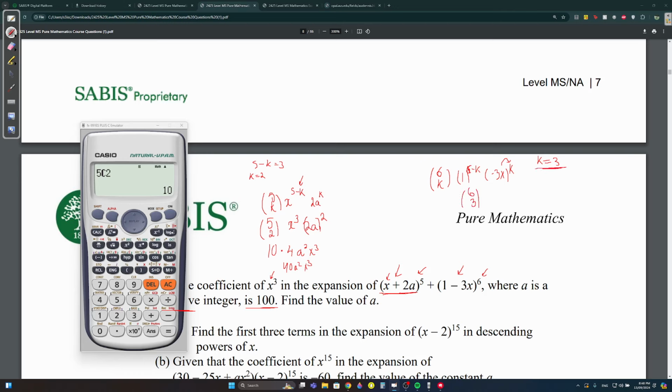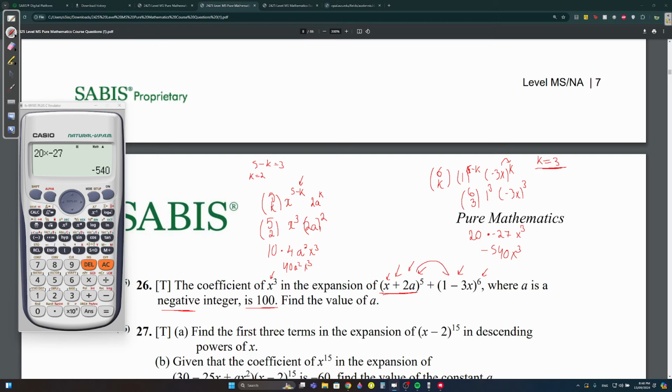6c3, 1 to the power of 3, minus 3x to the power of 3. Let's see, 6c3 is 15, so not 20. Okay. So 20 times minus 3 cube is minus 27. Okay, and then x cube. Okay, 20 times minus 27 should be minus 540. Yeah, minus 540 x cube.